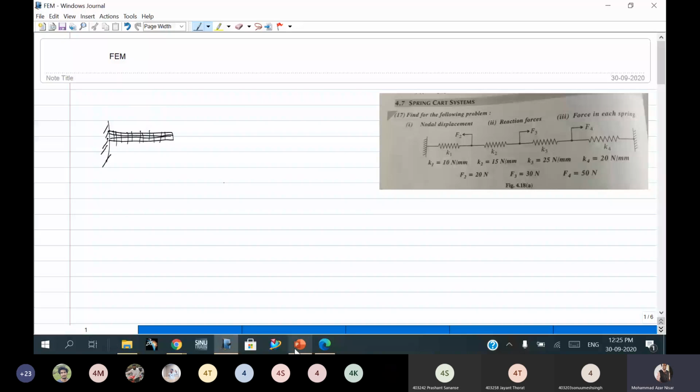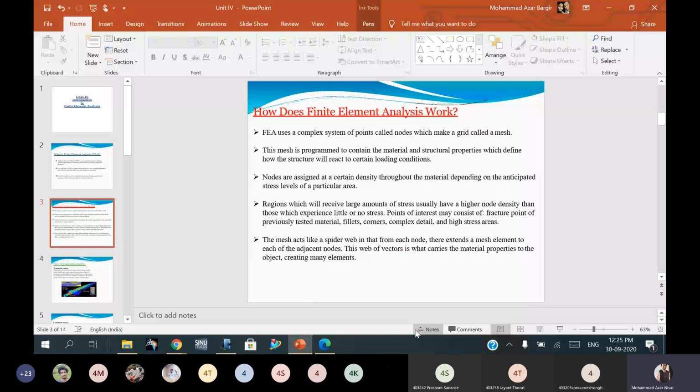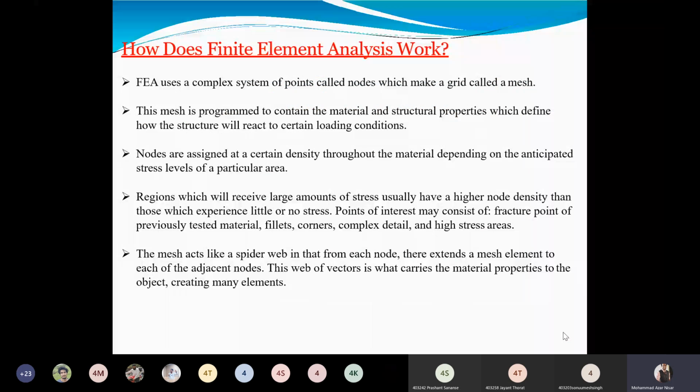There may be manual meshing, or it may consist of map meshing or free meshing. So there are two types of meshing. One is called free meshing, in which triangular and tetrahedral meshes are there, and in map meshing, quadratic meshing will be there. Next, this mesh program must contain the material and the structure properties.